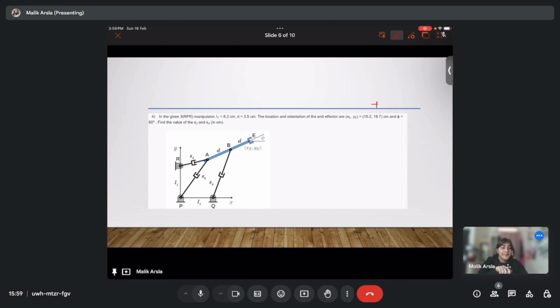In the given 3 RPR manipulator, L1 is 8.2 centimeters, D is 3.5 centimeters. The location and orientation of the end effector are XE and YE, 15.2 and 18.7 centimeters, and phi is given as 60 degrees. Find the value of S2 and S4 in centimeters.